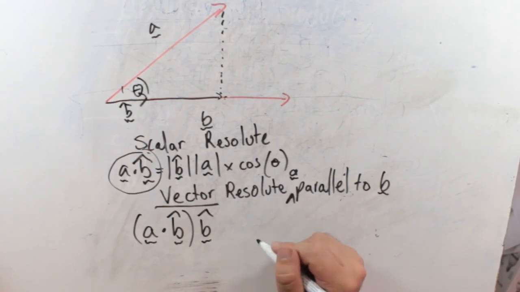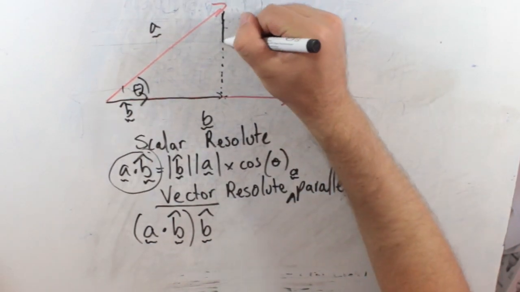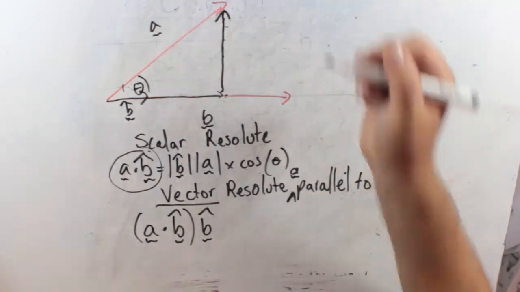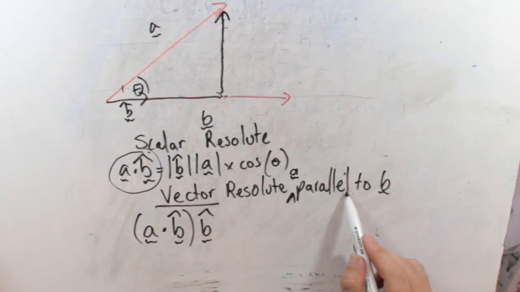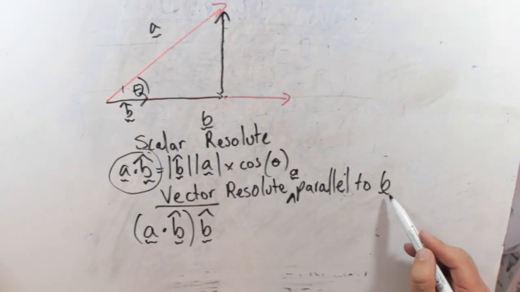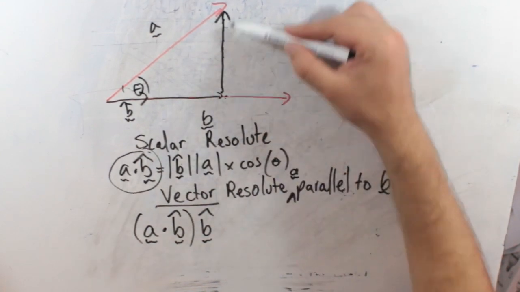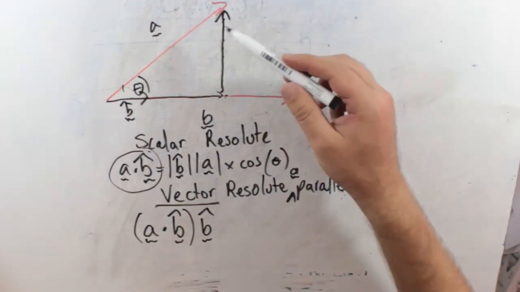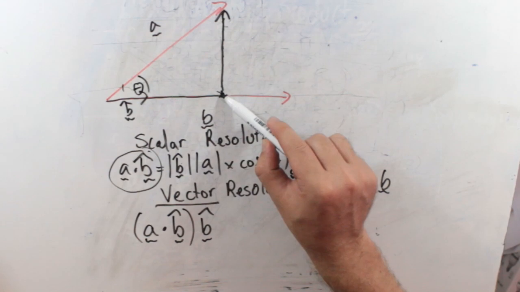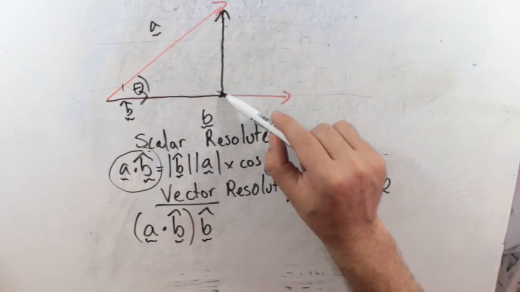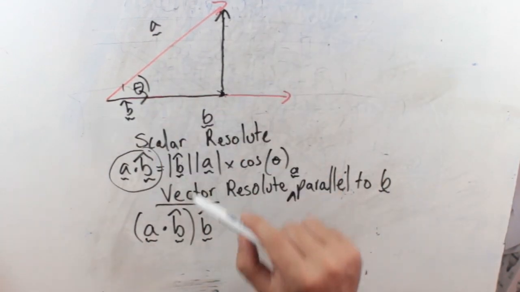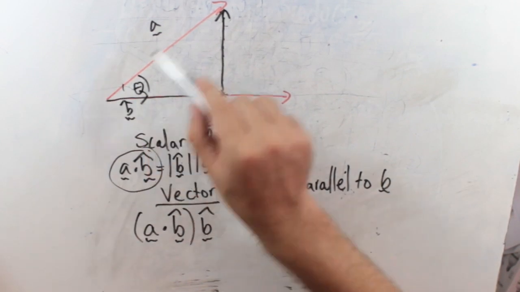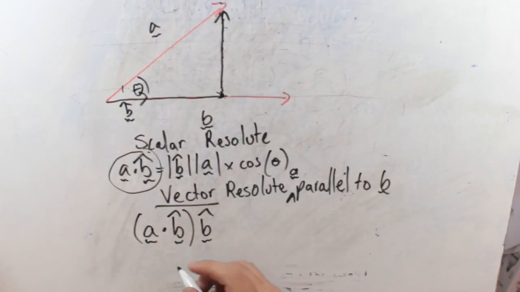Okay. If you wanted to get this vector perpendicular, so say vector resolute of A perpendicular to B, so this vector up here, what I need to do is start here and finish there. So I need to go minus the vector resolute parallel plus A. So I might write it out.